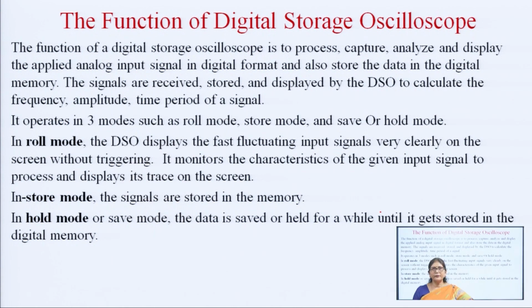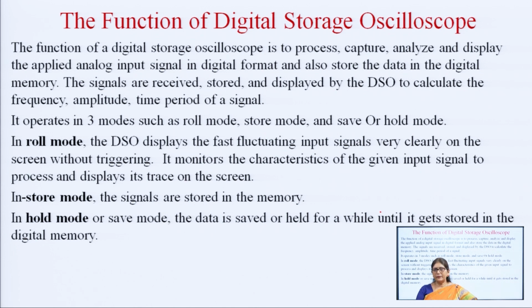Digital storage CROs are used in three modes: roll mode, store mode, and hold mode. In roll mode, we display the fast fluctuating input signal. If we want to display a fast fluctuating input signal, it is shown very clearly on the screen without triggering. So, it monitors the characteristics of a given input signal, to process and display its trace on the screen.